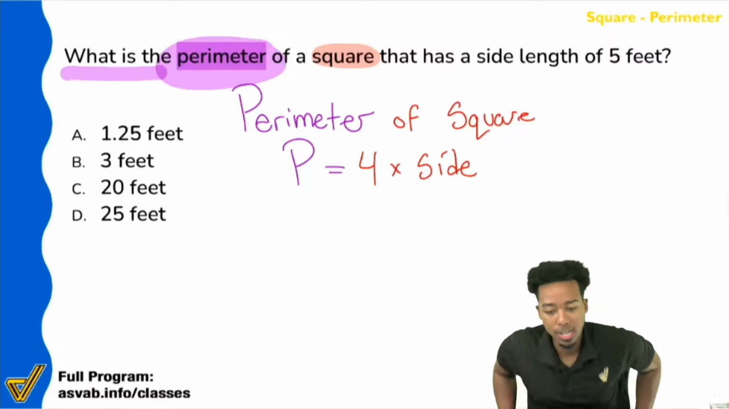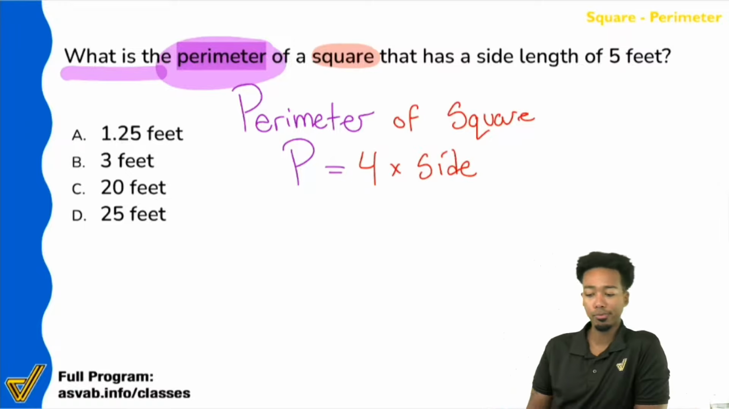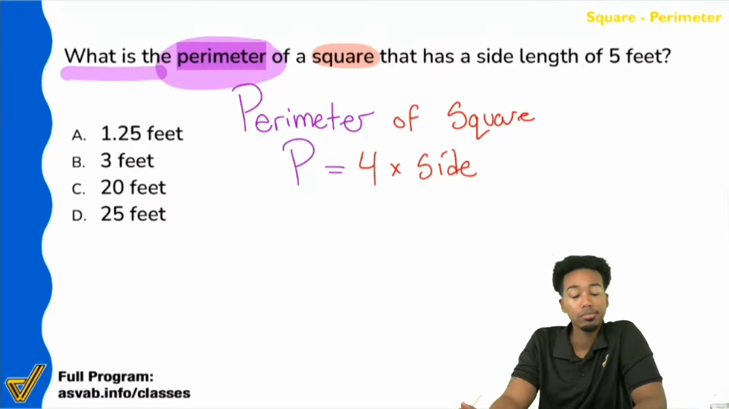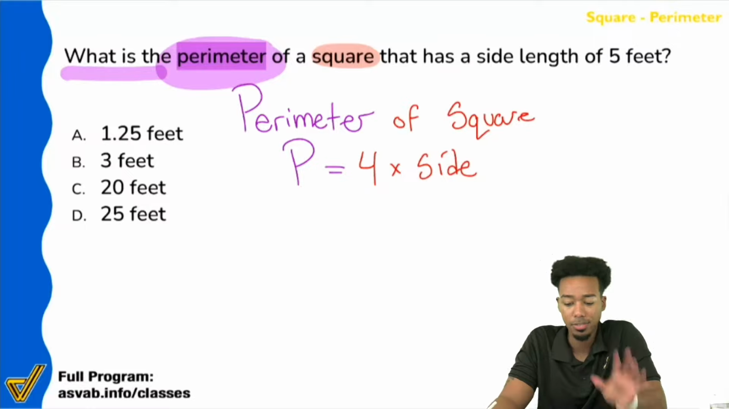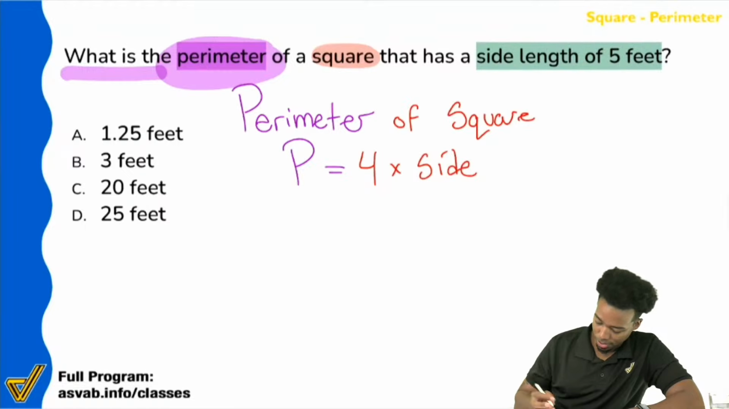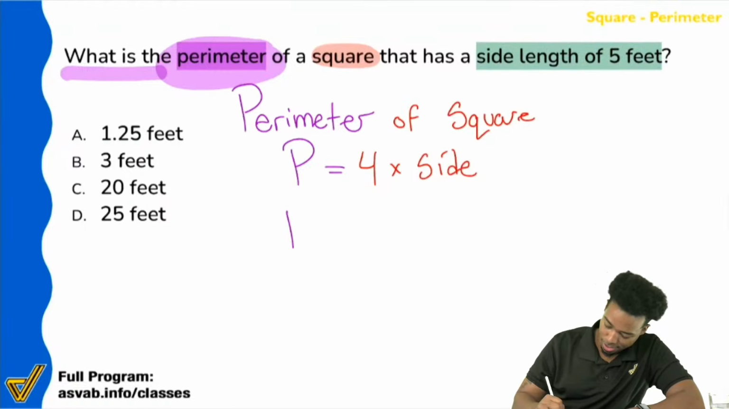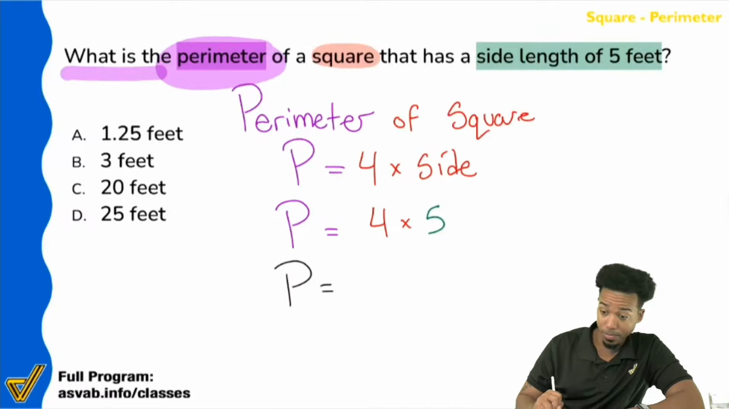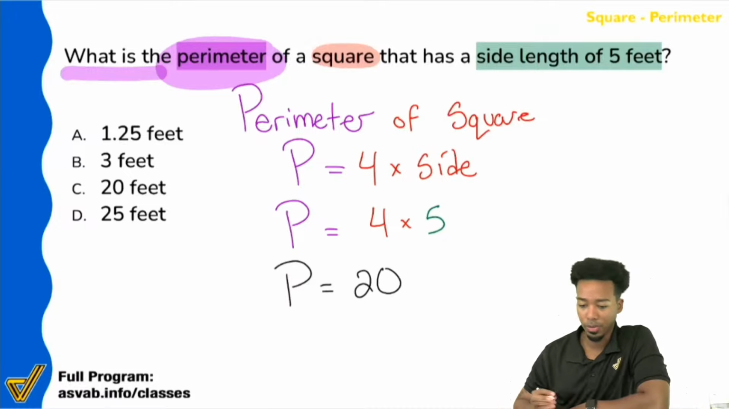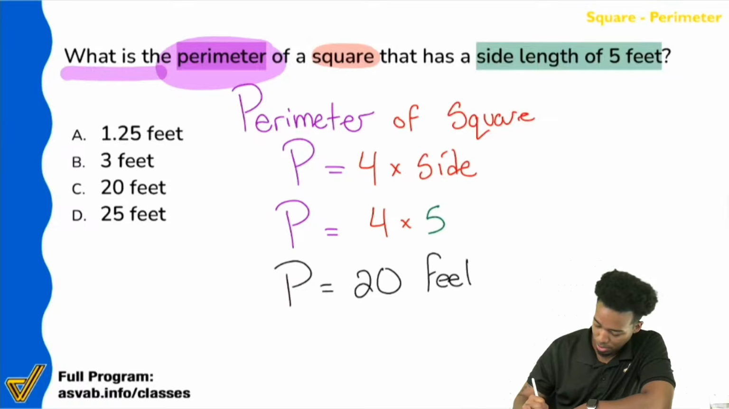And with that said, everyone, in this case, what's the side? The side's 5, exactly. My side's right here. Side length of 5 feet. So we'll plug it in and we're done. Perimeter equals 4 times the side, which is 5. 4 times 5 is what, everybody? 20. 20 what? 20 feet. Yep. And we are good.